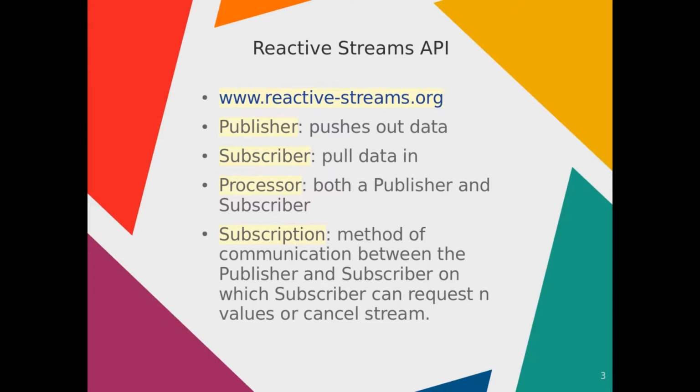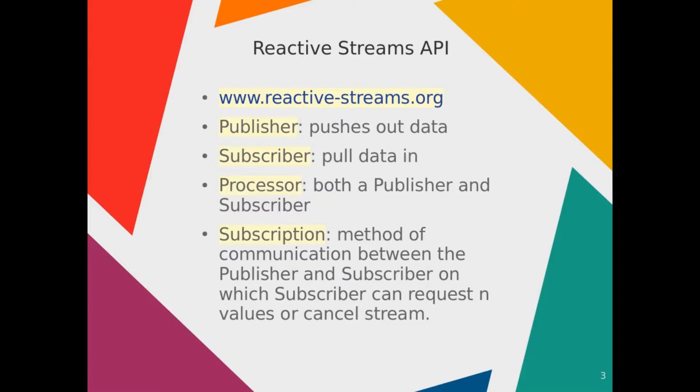And reactive streams are one approach to this, and they're built on an open API known as the Reactive Streams API. There are four core components to this API: the publisher, which pushes out the data; the subscriber, which reads the data; the processor, which implements both of those interfaces; and a subscription, which is a link between the publisher and subscriber. The subscriber uses this to request a number of values or can cancel the stream.